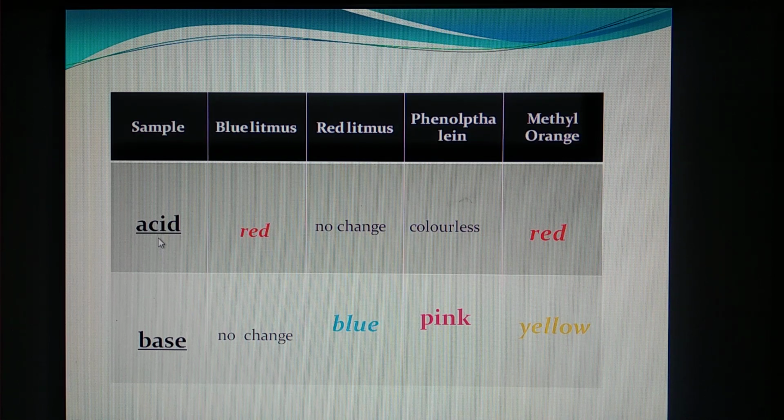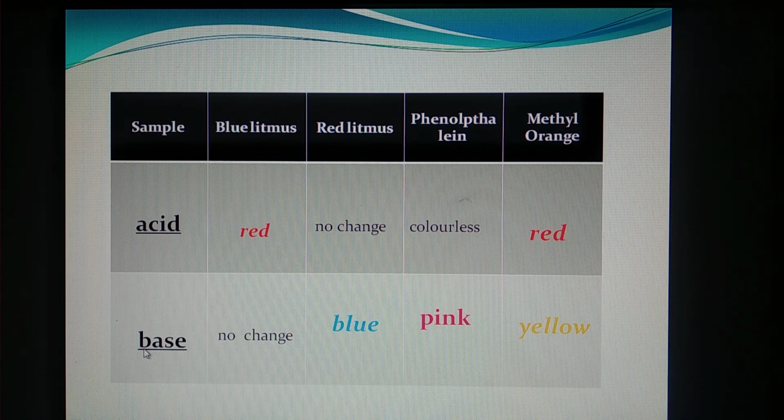Suppose the given substance is acidic in nature. When it is tested with blue litmus paper, the litmus paper changes to red color. If it is tested with red litmus paper, there is no change. The color of the litmus paper remains the same. If the given substance is added to the phenolphthalein solution, the solution becomes colorless. When the sample is added to the methyl orange indicator, it changes to red color. Following these changes, we can confirm the nature of the substance is acid.